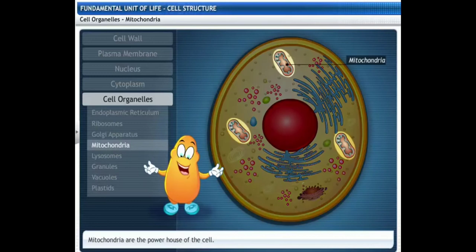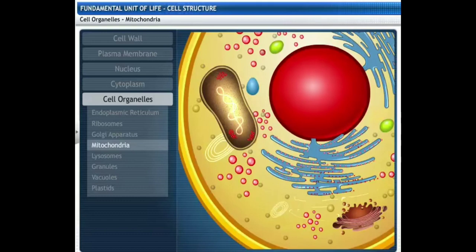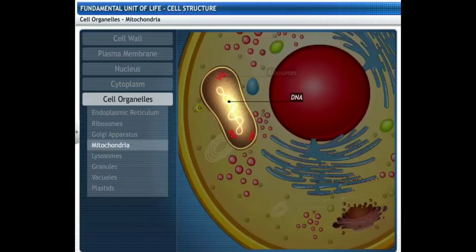This is the powerhouse of the cell called mitochondria. They have their own DNA and ribosomes to synthesize respiratory enzymes. These enzymes oxidize glucose molecules to produce energy in the form of adenosine triphosphate or ATP. This energy is used for chemical activities and mechanical work.